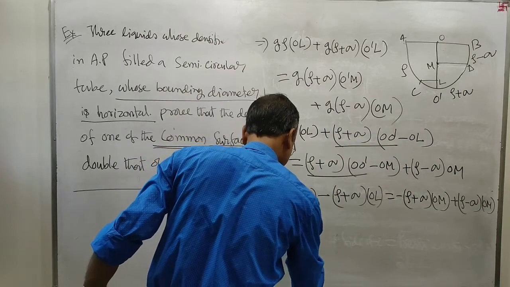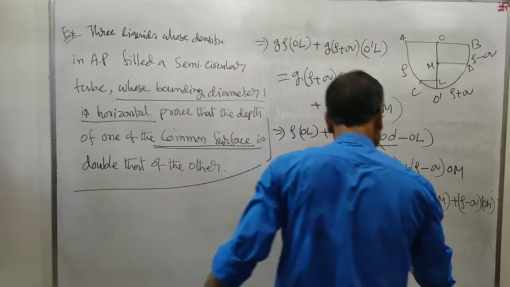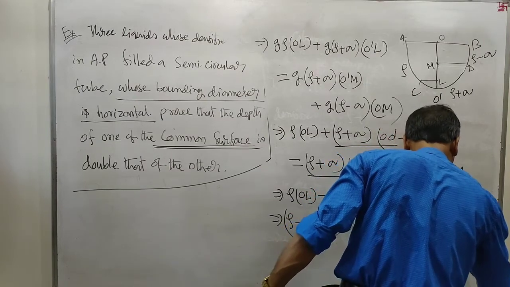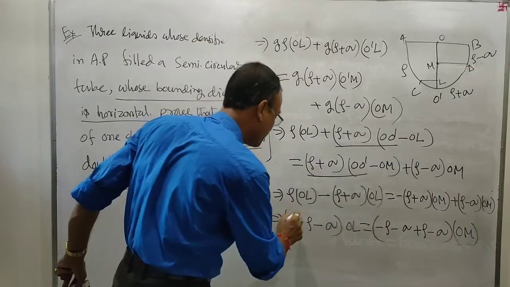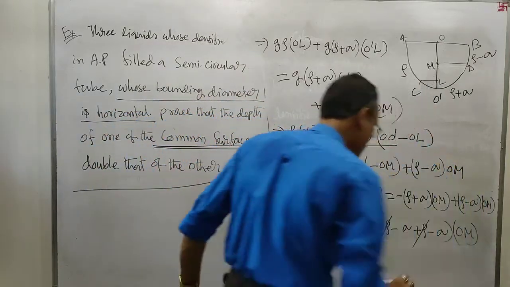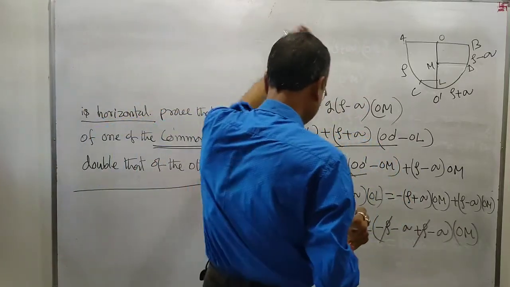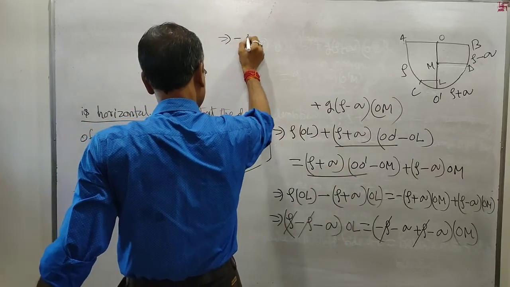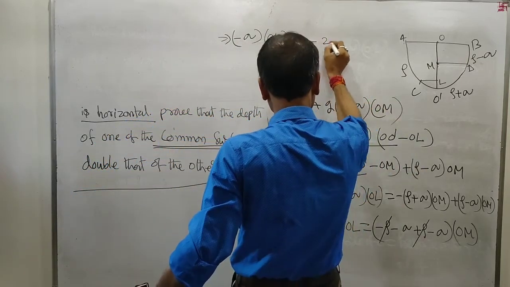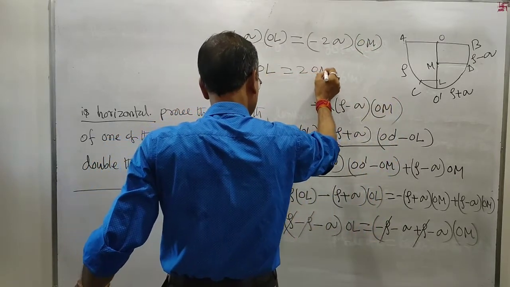This means you may write rho minus sigma into OL equal to minus rho plus sigma plus rho minus sigma into OM. Now plus rho minus rho will be cancelled, here also. Now see, this means minus sigma into OL equal to minus twice sigma into OM. This means OL equal to 2 times of OM.